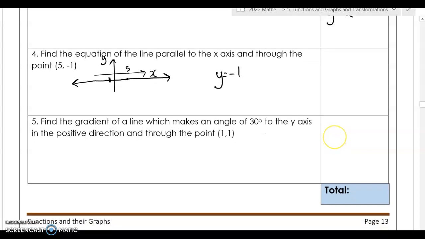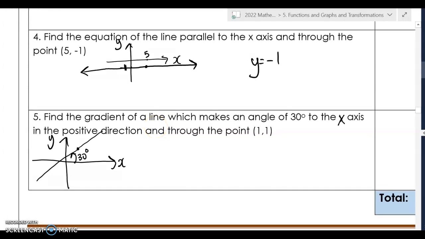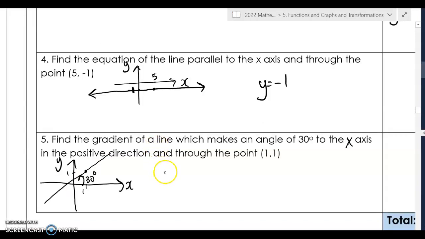Okay, let's look at the next one. Find the gradient of a line which makes an angle of 30 degrees to the y-axis in the positive direction and through the point 1, 1. Okay, so we just need to change that question a little bit because there's a little bit of a mistake in there. It needs to make an angle of 30 degrees to the x-axis through the point 1, 1. So let's have a look at my diagram. There's my line. There's our point 1, 1. Making an angle of 30 degrees. Our formula for our gradient with angles is m equals tan theta. So we've got m equals tan 30. So popping that on your calculator, pressing in tan 30, m is going to be equal to 0.577 to 2 decimal places.